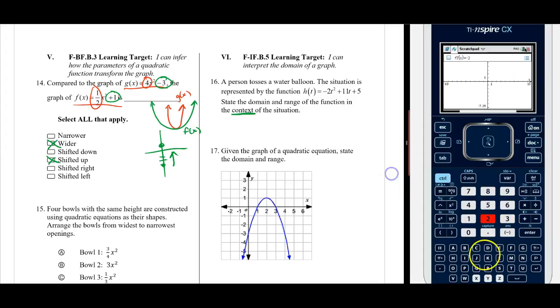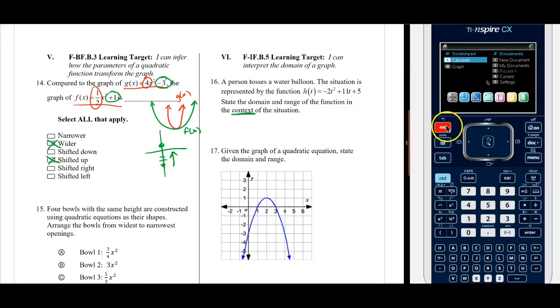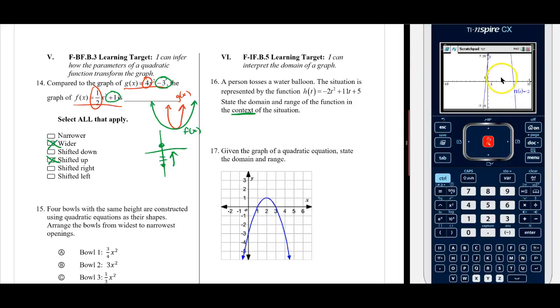So I've got negative 2x squared plus 11x plus 5, and I get a picture that looks like this. So first thing we need to talk about is the fact that in context, domain is going to be the x values or the inputs, which in this case are the t's, which is time, and then output is h, which is the height.